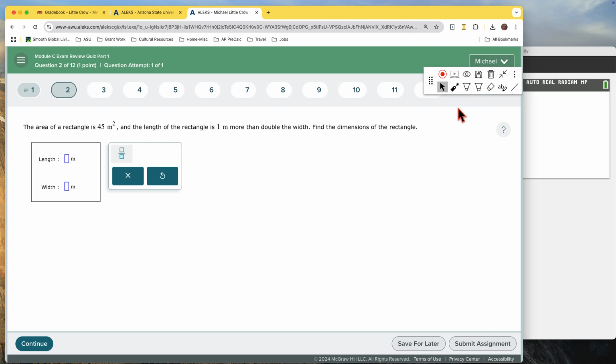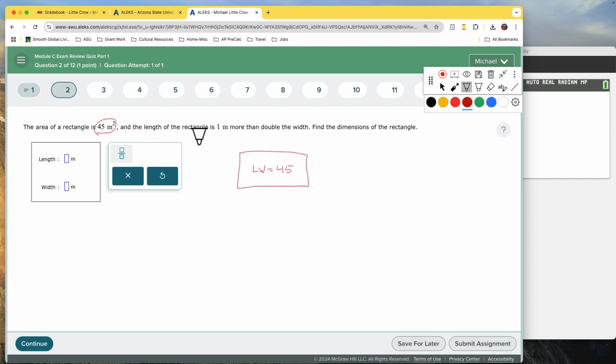Number 2, and we have the area of a rectangle. Circle this number. Remember, area of a rectangle. Let's draw a little picture. A rectangle is not a square. It's longer on one side than the other. We know that the area, which is length times width, is 45.